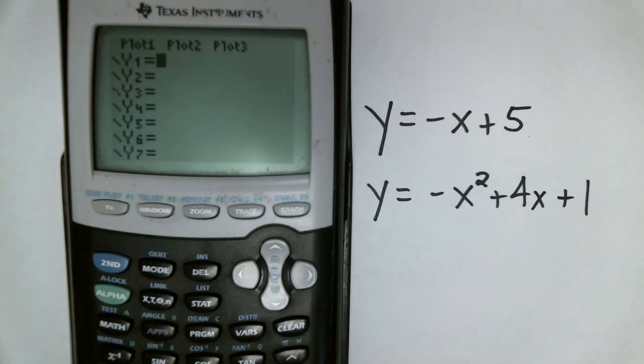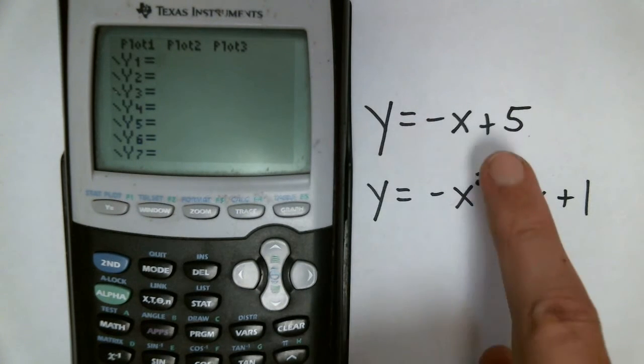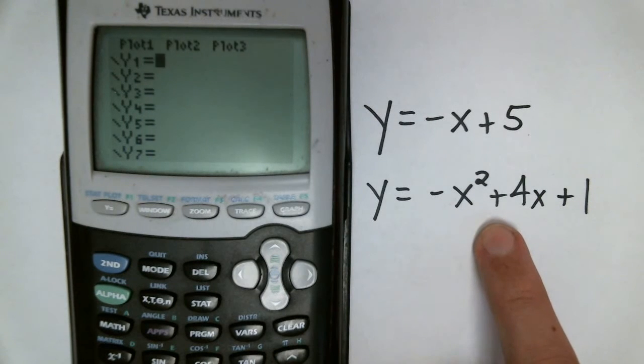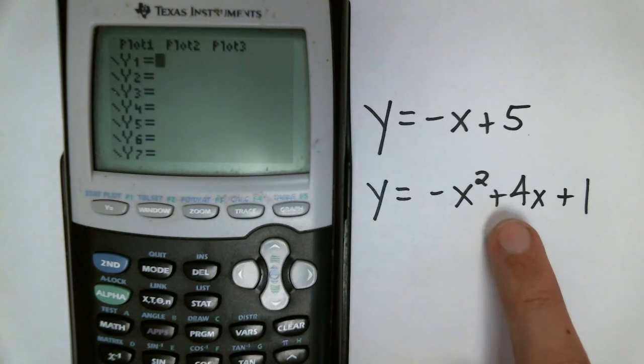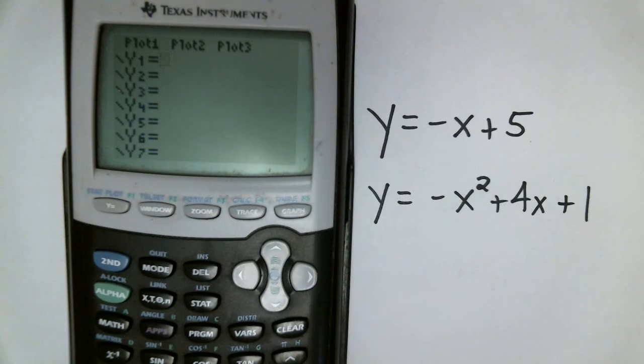All right, so the first thing I'm going to do is I got my two equations here. I got y equals negative x plus 5. Okay, that's my line. And then I have y equals negative x squared plus 4x plus 1. That's going to be my quadratic. Okay, so I'm simply going to use my calculator to find where's the intersection of these two functions.